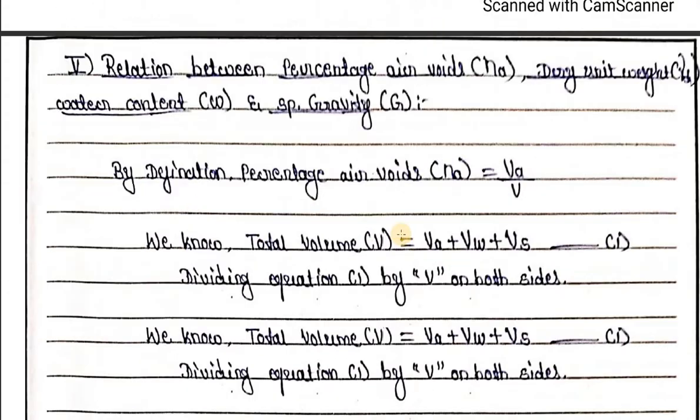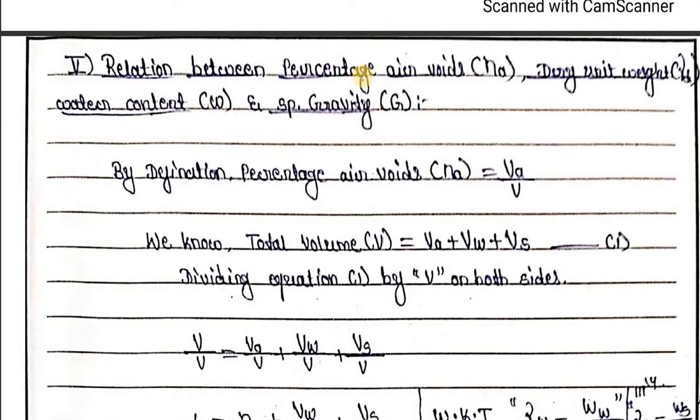Today we are going to study a few more relations, and then move to the problems. The relation between percentage air voids, that is na, dry unit weight, that is gamma d, water content, that is small w, and specific gravity, that is capital G.